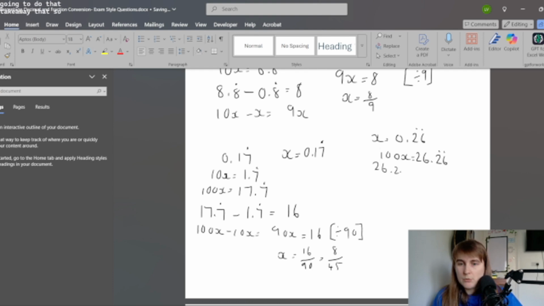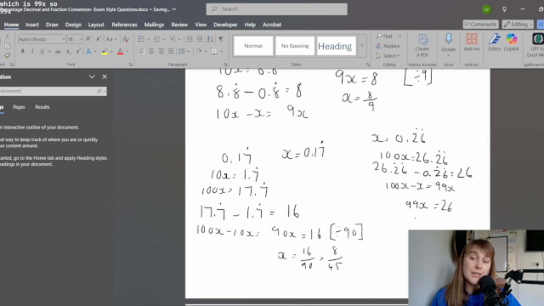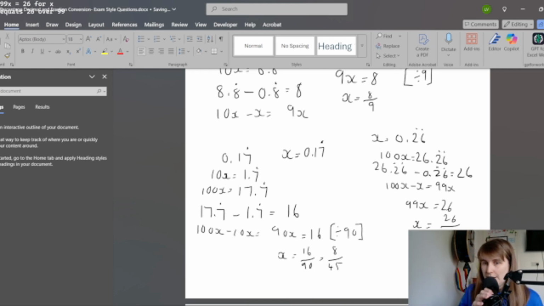So 26.26 all recurring, take away 0.26 all recurring, is 26. That's the same as 100x minus x, which is 99x. So 99x equals 26. So x equals 26 over 99. And there we have it.